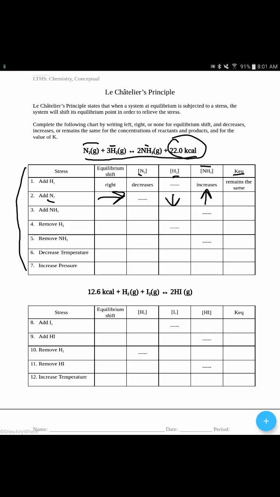Now, KEQ is really easy. It only changes when the temperature changes. So this will remain the same, just like in the previous one.